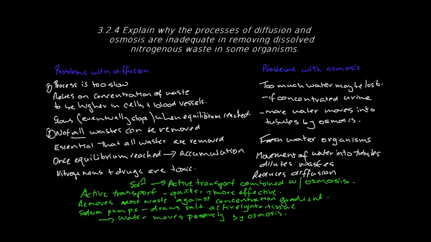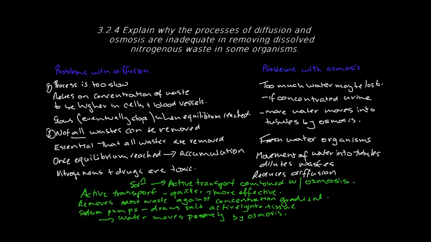The problem with osmosis is that too much water may be lost. So if there are a lot of solutes to get rid of, a lot of nitrogenous waste to get rid of, more water is drawn from the tissues surrounding it and the bloodstream into the tubule. And this happens by osmosis, which is a passive process. The second thing is particular to freshwater organisms, and we're going to study this in a little bit more depth. But the movement of water into the tubules dilutes the waste, and this reduces diffusion.